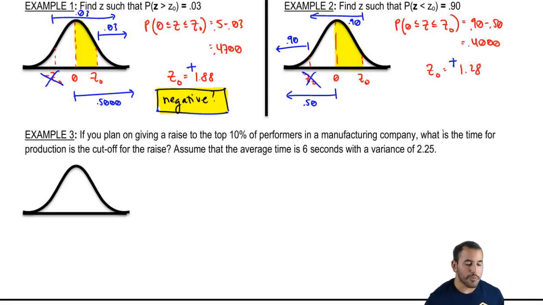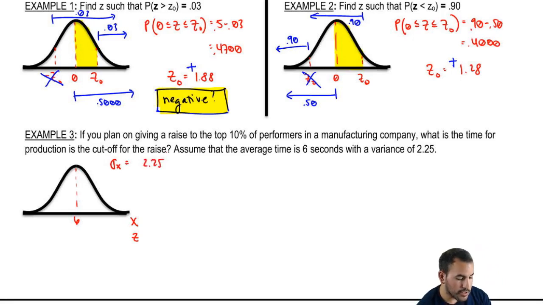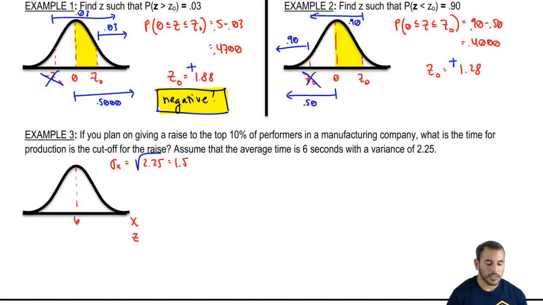So now we're bringing it all back together, right? So we're going to have a mean. Our mean is 6 seconds. That's the average amount of time it takes to produce this particular product. We have a variance of 2.25. So what do we do to this variance in order for us to get standard deviation? Square root, right? So that gives us 1.5. So we have our mean, our standard deviation, and what are we interested in? The top 10% of performers.